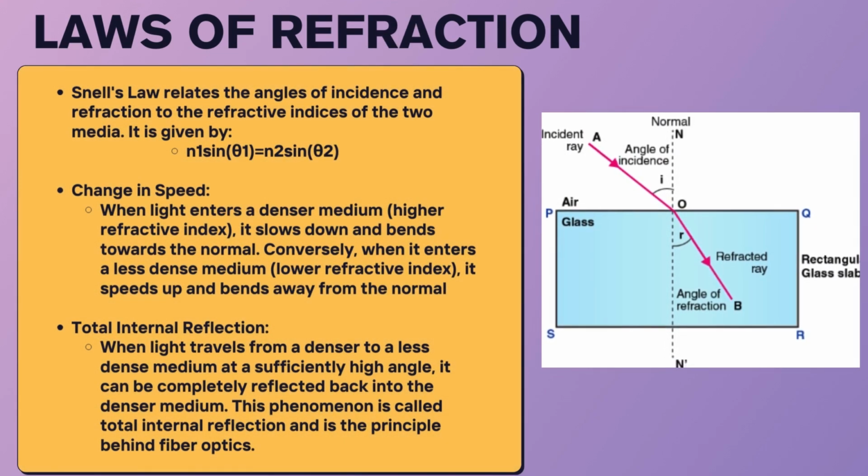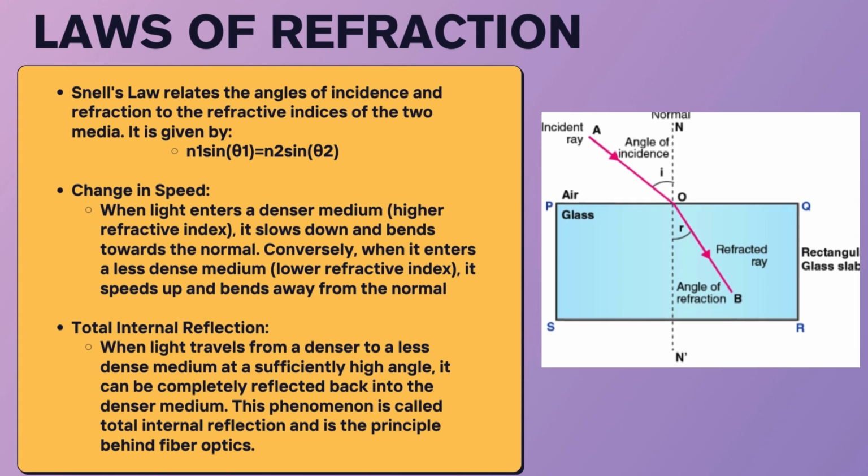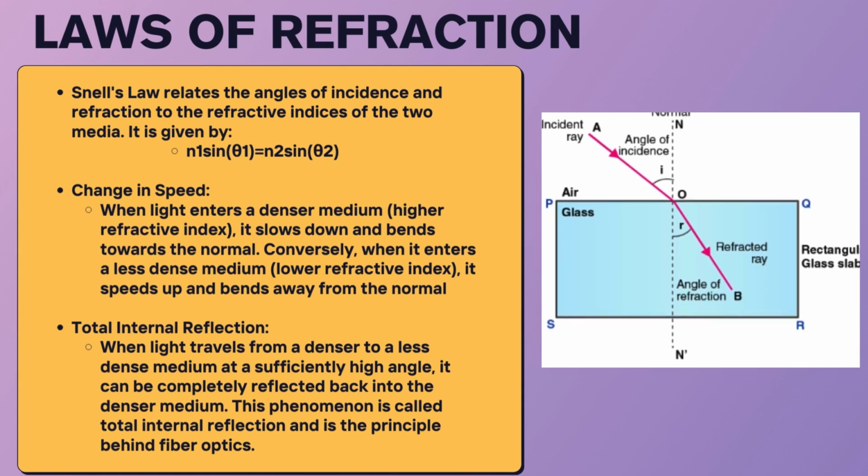Laws of refraction. Refraction occurs when light passes from one medium to another and changes speed, bending in the process. The laws governing refraction are described by Snell's law. Snell's law relates the angles of incidence and refraction to the refractive indices of the two media.